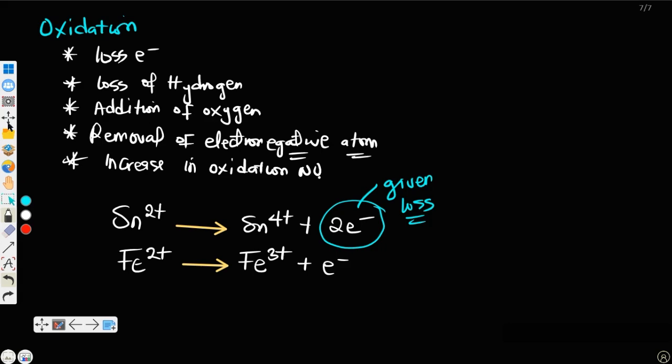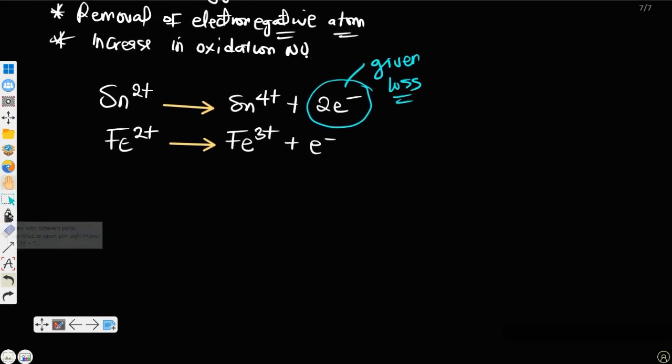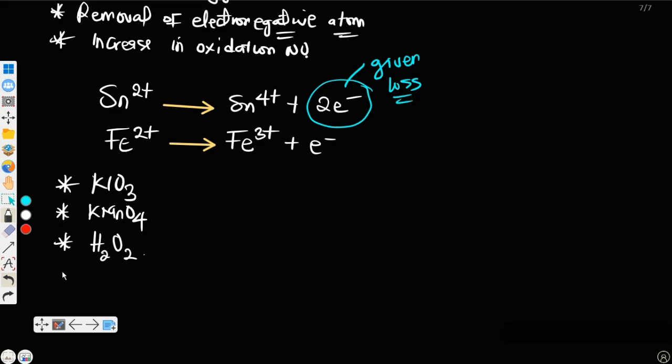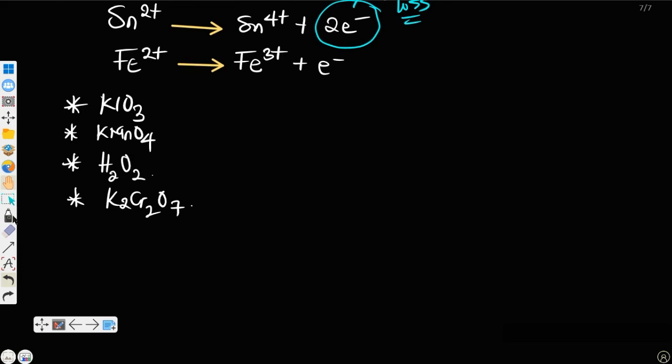Is that okay? Now, examples of oxidizing agents, because they may ask you to give examples of oxidizing agent. Examples include KIO3, KMnO4. You see, most of these oxidizing agents are compounds that have oxygen in them, because they add oxygen to the reaction. What other one do you think we have? H2O2, an oxidizing agent. Are you getting it? Then we also have K2Cr2O7. This is an oxidizing agent. Even chlorine is an oxidizing agent. And also HNO3 is an oxidizing agent. So you may be asked to give examples of oxidizing agent. Please, this is what you are expected to do. So this is an example of an oxidation reaction. Are you getting it now?